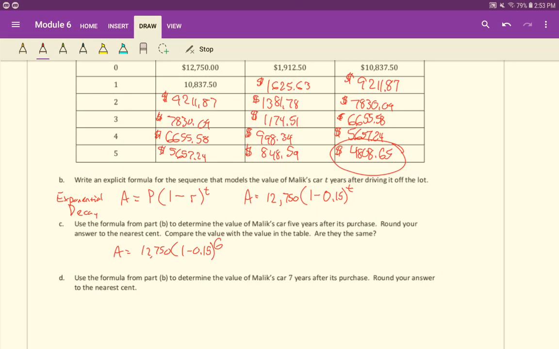Okay, and sure enough, almost identical value. They are not the same, but close. Okay, and again, the difference is because of intermediate rounding. We rounded in intermediate steps in this table up here.